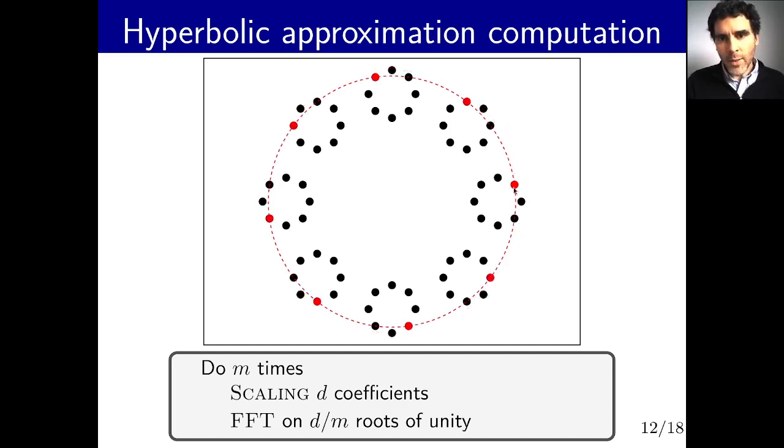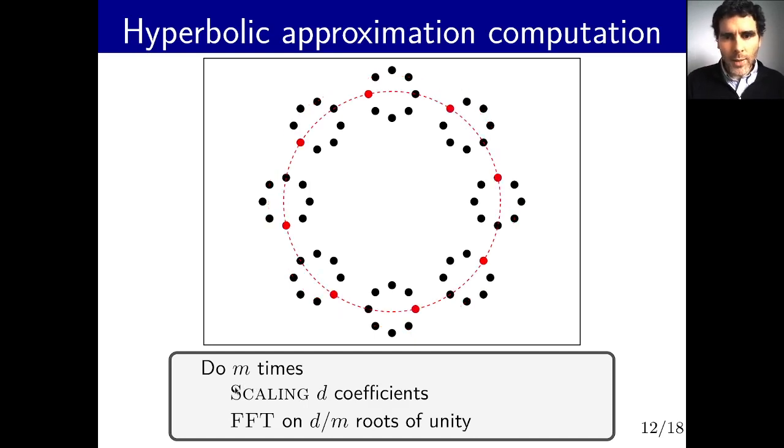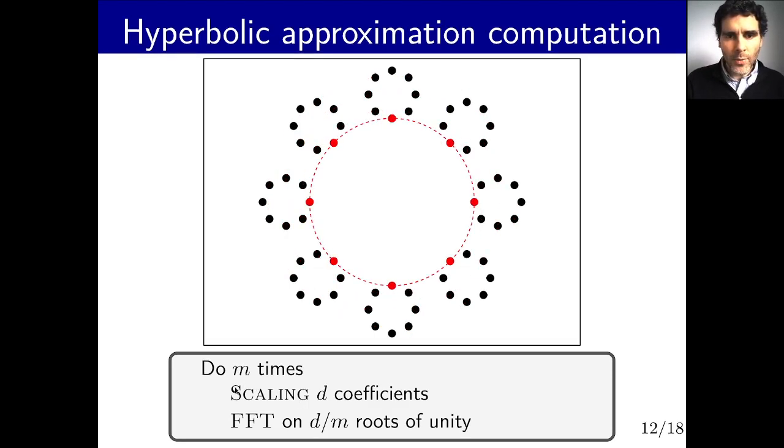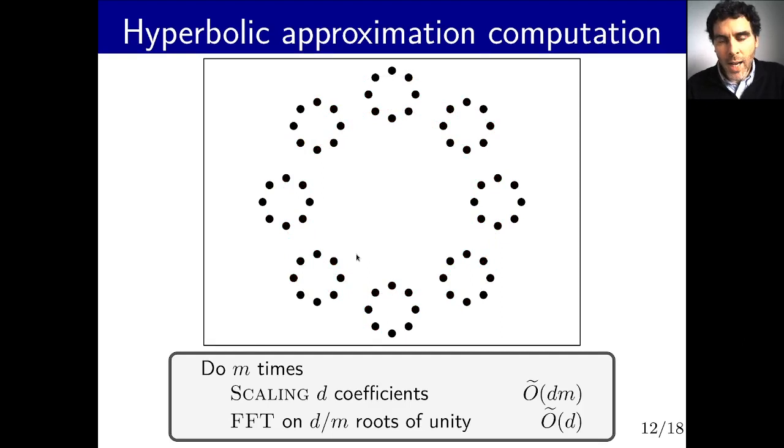Then I focus on the second points here on each circle. And here I have almost an FFT. I just need to scale the coefficients to get back to FFT. So this is the scaling part. And then I can do a FFT. And I do that again for the third, the fourth, fifth, and so on. And finally, I have evaluated my polynomial on all the points.